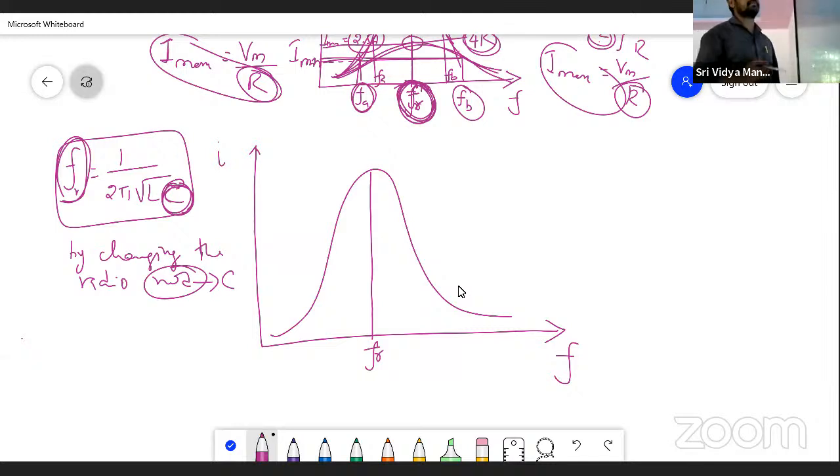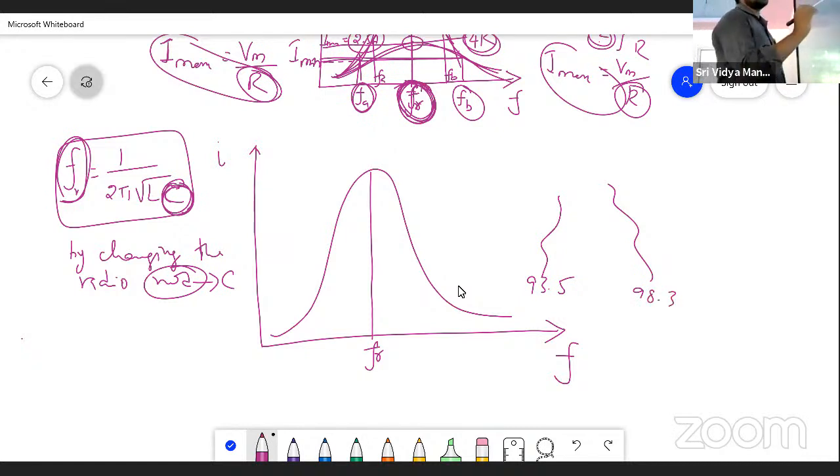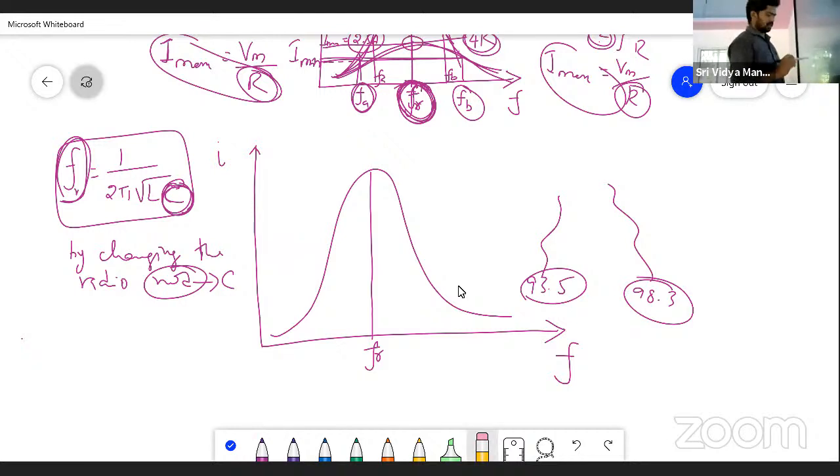For example, take two radio stations: Suryan FM at 93.5 MHz and Radio Mirchi at 98.3 MHz. This frequency is 93.5, and this frequency is 98.3 MHz. When the resonance frequency of the RLC circuit is attained at 93.5, the Suryan FM radio station is received.